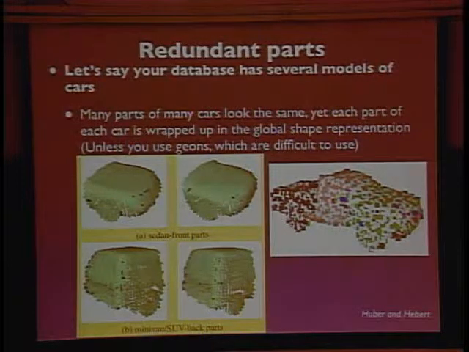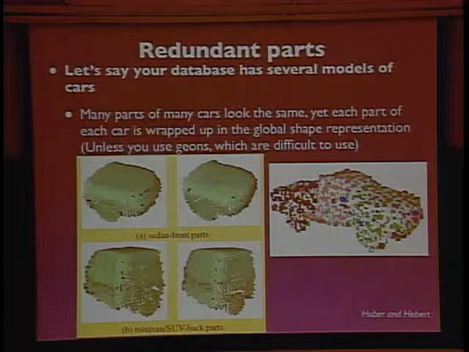But now, global shape representations, the way I talked about it last time, basically take all of the shape characteristics of the entire minivan and lump them all together such that it's not always obvious how to decompose just the shape of the back end from the shape of the front end or the shape of the middle. With geons you can do that, but as I described to you, geons, practically speaking, are very difficult to use.